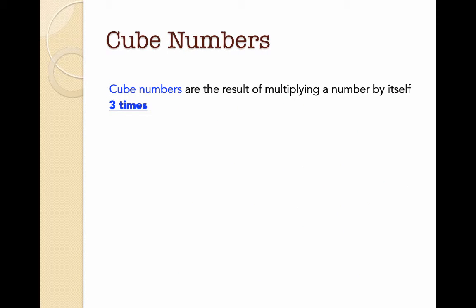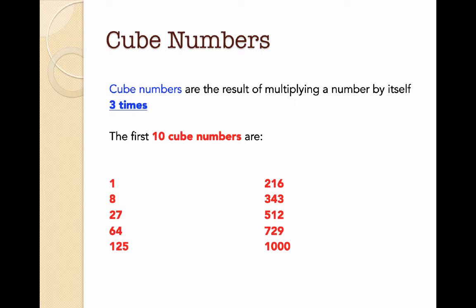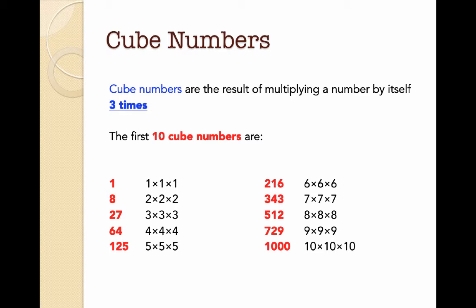So what about cube numbers? You see, cube numbers are very similar. They're the result of multiplying a number by itself 3 times instead of just 2. Here are the first 10 cube numbers. They get quite big. Now these are cube numbers because these are the results of multiplying the numbers by themselves 3 times. It is important to note that this is not 1 times 3 or 2 times 3 or 3 times 3. We are multiplying them by themselves 3 times.